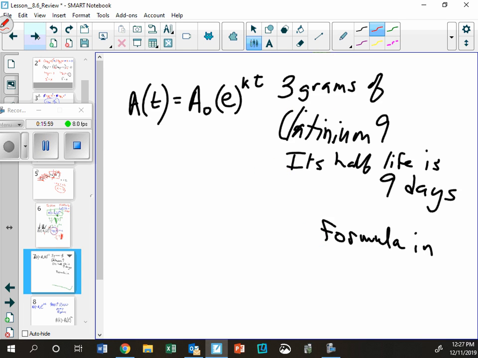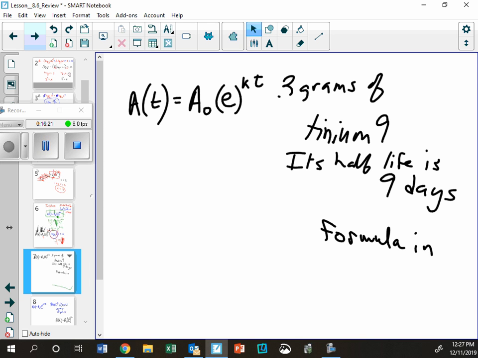All right, let's do one more like that, except this one's got an e for a base. Let's call it tinium. Start with 3 grams of tinium-9, and its half-life is 9 days. That's supposed to be a 3 that got erased, sorry. 3 grams of tinium-9, its half-life is 9 days. I'd like you to do the same deal. Write a formula for me that would work for any amount of time, and it would tell us how much we have left.